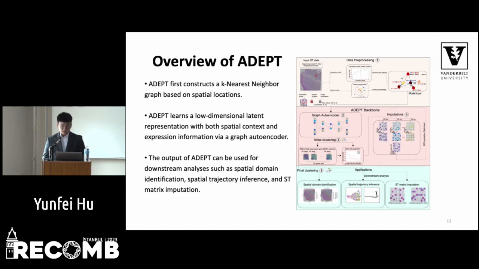The first one is the data pre-processing component. ADEPT first constructs a k-nearest neighbor graph based on the spatial context. To construct the graph, a data quality control step here is integrated to remove the low quality genes. And the graph model input is then fed into a graph autoencoder with an attention mechanism. And this is just the second component. The main goal for this component is to learn low-dimensional latent representation with both spatial context and expression information via graph autoencoder. And finally, based on embeddings ADEPT can use for the final clustering, we can just perform several different downstream analysis. And we will go through some technical details for each component next.